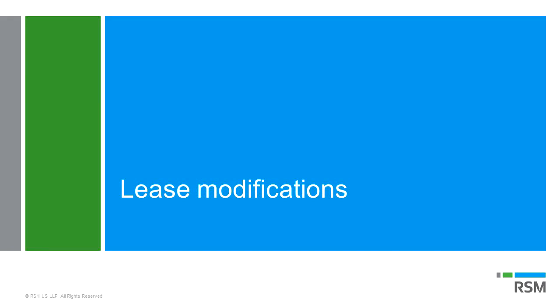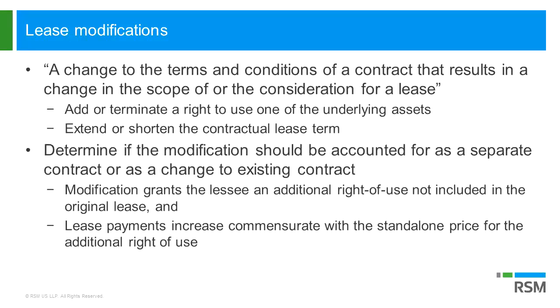Aiden also mentioned a few minutes ago about modifications. Believe it or not, the FASB was thinking that under 842, the guidance on modifications is hopefully simplified. A modification is any change to the terms and conditions of a contract that results in a change in the scope of or consideration for a lease. Examples could be any change that adds or terminates the right to use one or more of the underlying assets, or any change that extends or shortens the lease term.